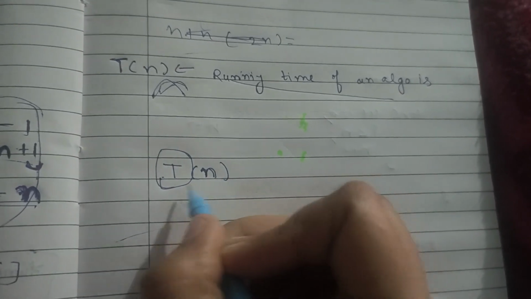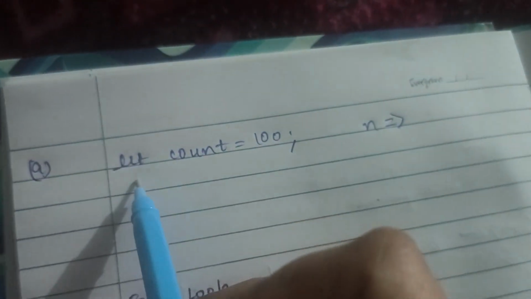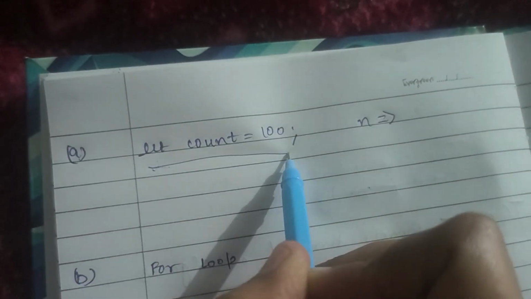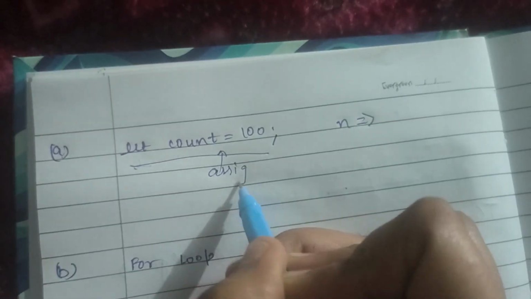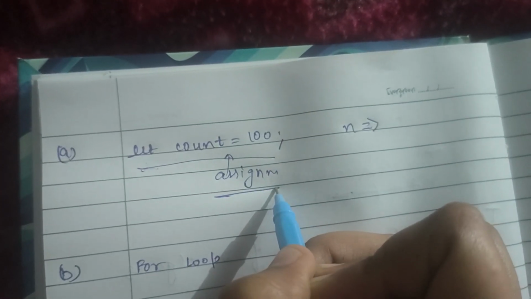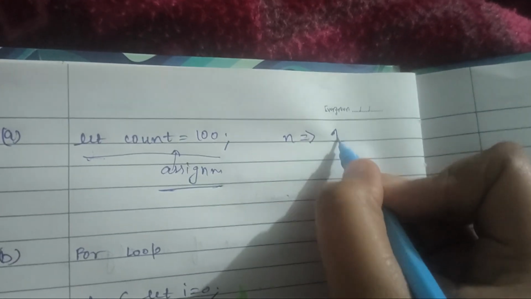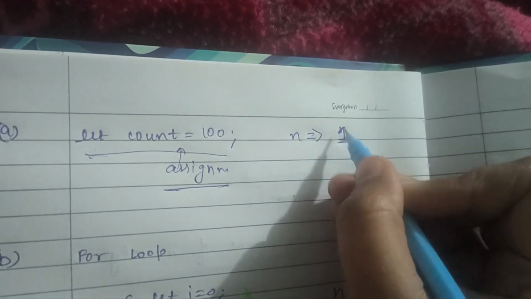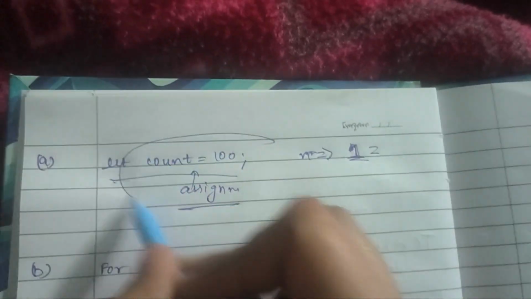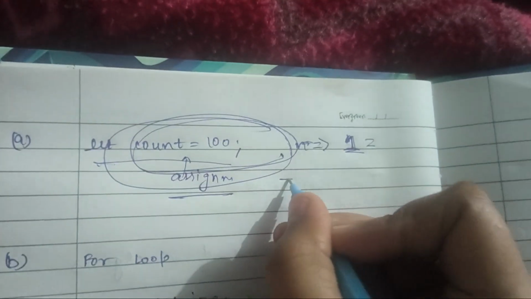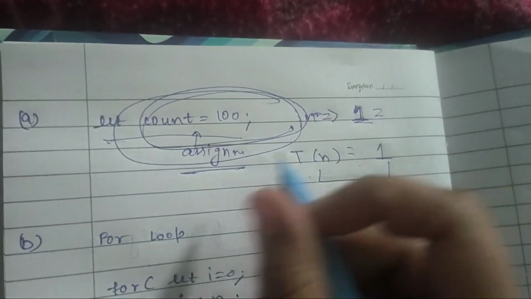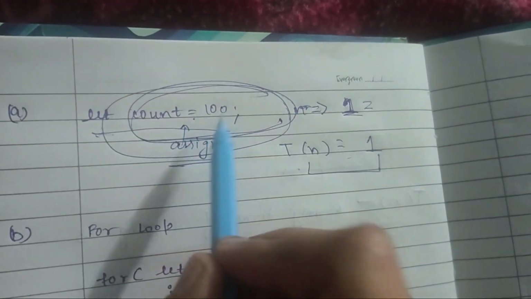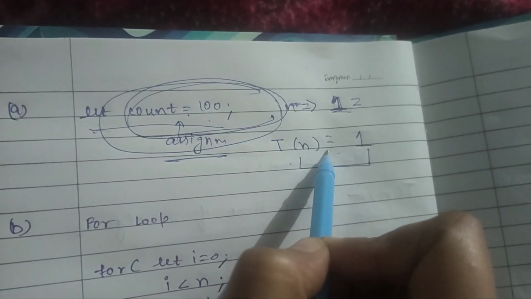n is the input. Let us go with an easy example. Let's start with a simple variable declaration. This is one line of code in which we are doing the assignment of a number. So this will run one time. We consider its time complexity as 1. So the time complexity of this line is T(n) equals 1. Whenever you see an assignment running in one step, it will be constant, one time.